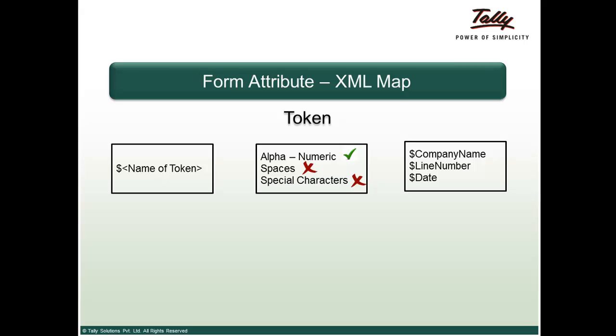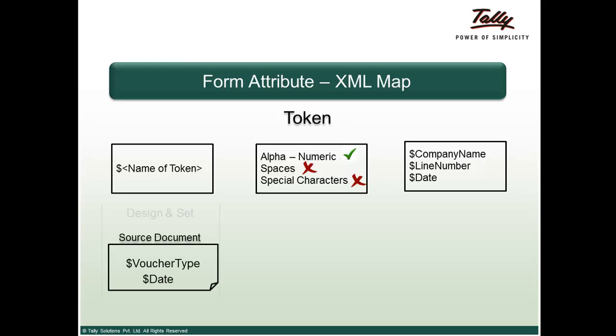What happens if the token specified in the source document is not defined in the code? If a token is not defined, then the token will be evaluated as a method in the current object context. Hence, if a token refers to a method of the current object, then an XML map need not be defined for such tokens. To explain the same, here in the source document, the tokens $voucherType and $date are specified.